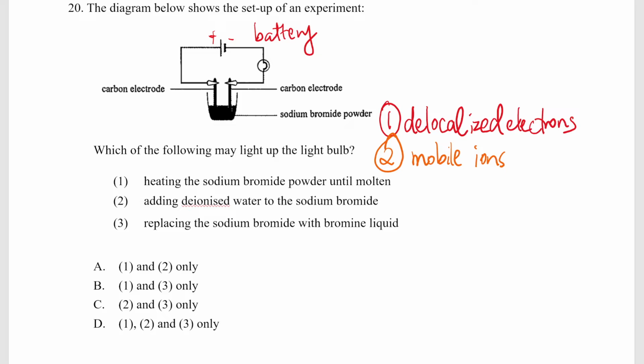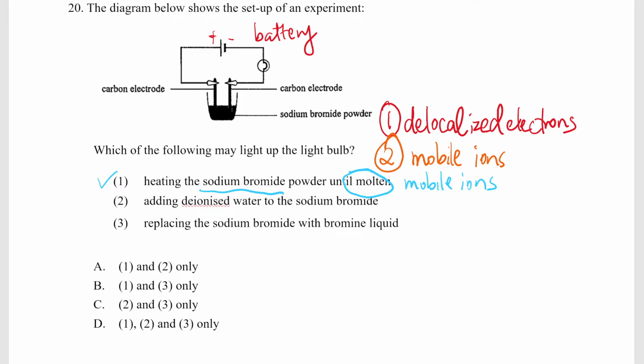So the first one, heating a sodium bromide powder until molten. Now, of course, as we've learned, when sodium bromide is in molten state, there is still presence of mobile ions. So this could still conduct electricity. So yep, the light bulb will light up. So option 1 is correct.